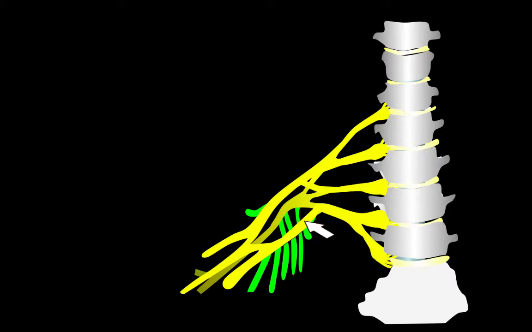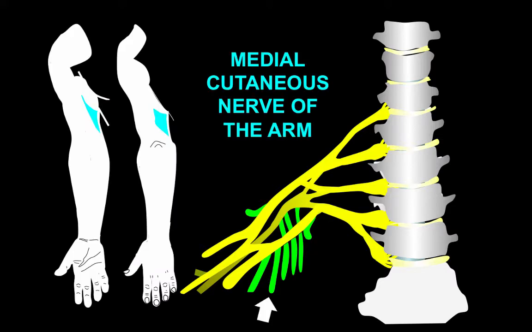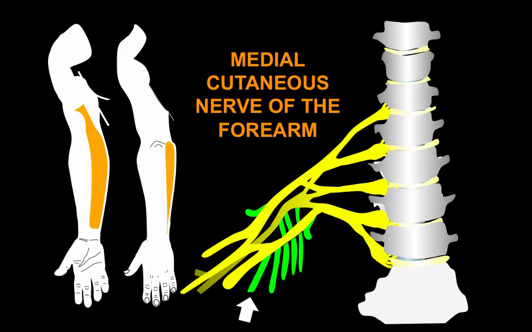The rest of the middle brachial plexus nerve group arises from the medial cord. This includes the medial pectoral nerve that supplies the pectoralis major muscle, the medial cutaneous nerve of the arm that innervates a small area of the medial lower arm, and the medial cutaneous nerve of the forearm that innervates the distal medial region of the arm and forearm.